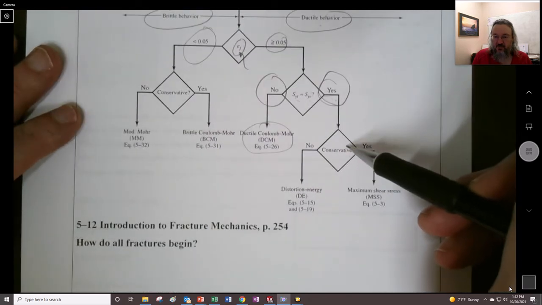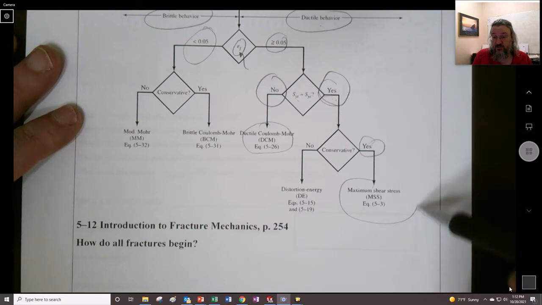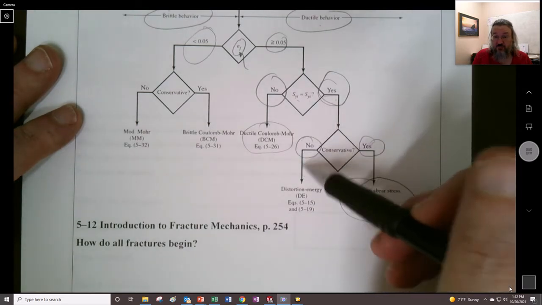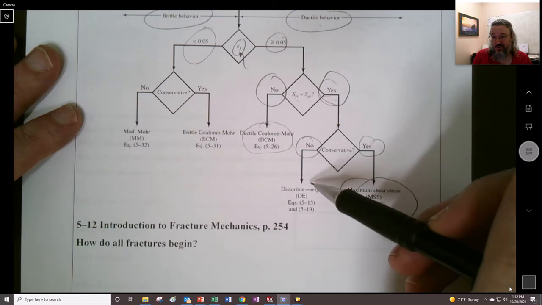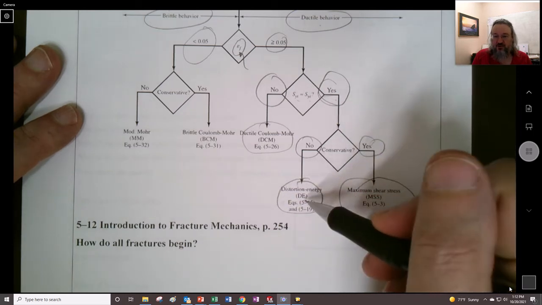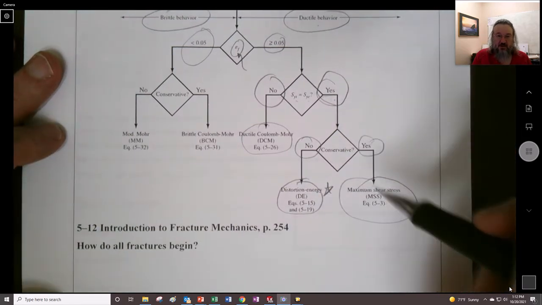And then they have this question: do you want to be conservative or not? Yes, you want to be conservative, use maximum shear stress theory. No, you don't want to be conservative, you want to be closer to what you believe is going to be the correct answer. Go with distortion energy theory, aka von Mises. That's the way to go.